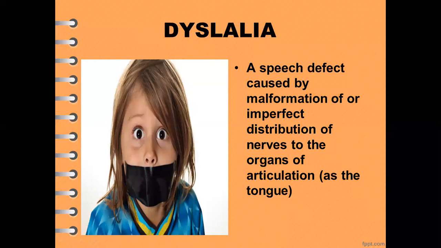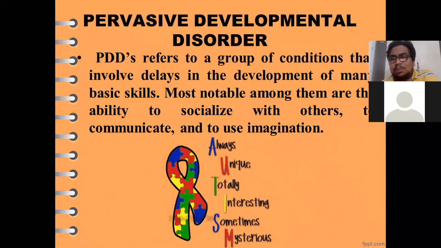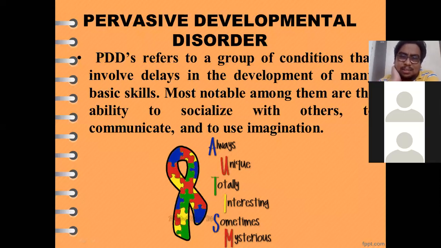So in the next class we will see pervasive developmental disorder. Today we have completed mental retardation. Also we have completed the specific developmental disorder. In specific developmental disorder, dysarthria, dysphasia, dyscalculia, dyslexia. These things we have seen today.